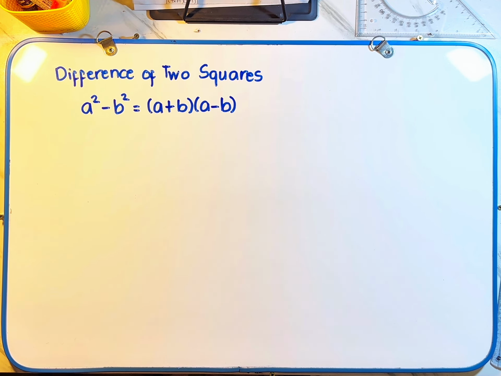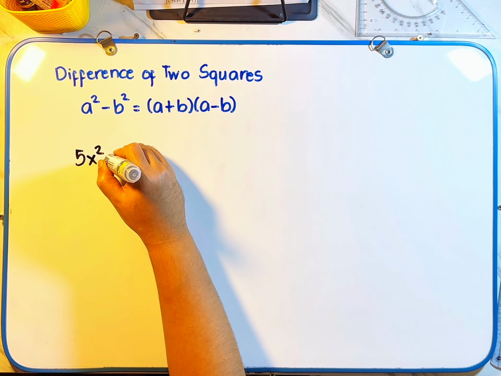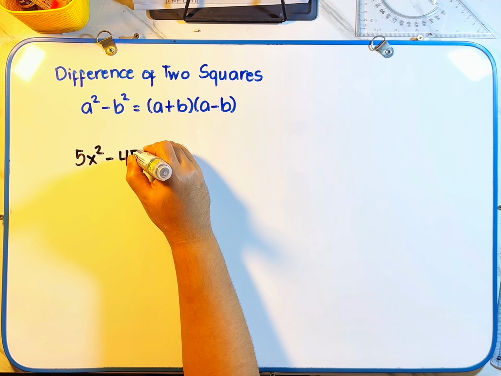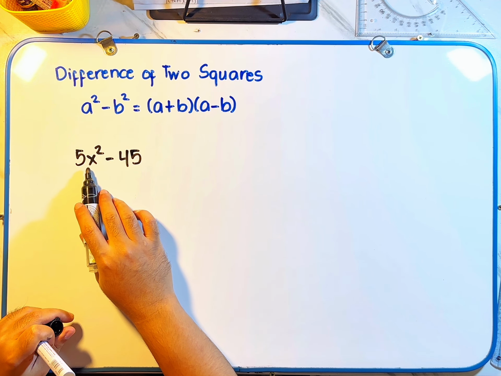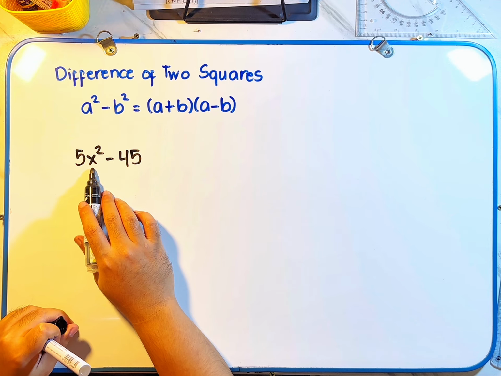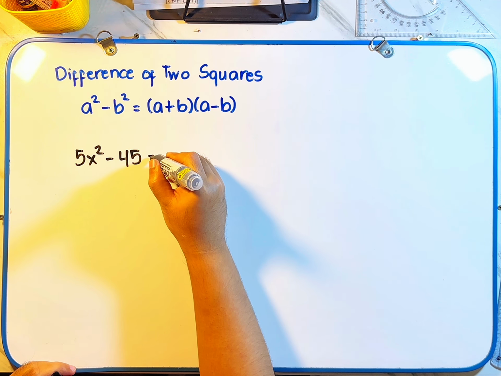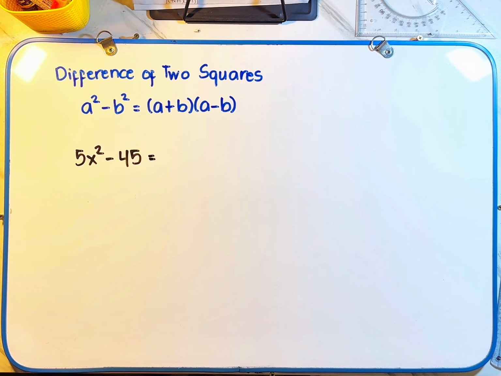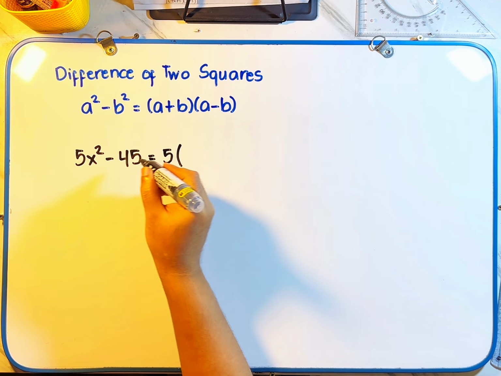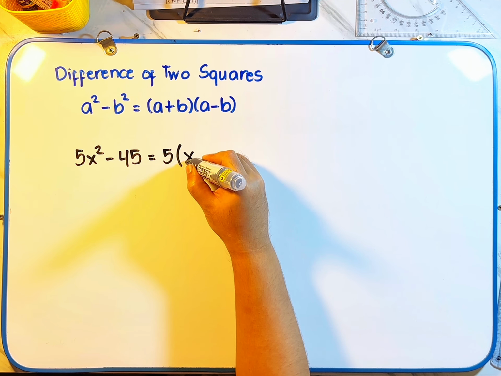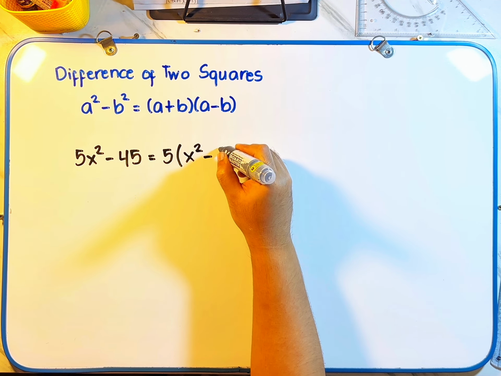Let's try another one. Say factor 5x squared minus 45. Alright, for this one, both of them are not squares. 5x squared is not a square and 45 is not a square as well. However, we can factor out the greatest common factor, which is 5. So if we factor out 5, 5x squared divided by 5 is x squared. 45 divided by 5 is 9, so minus 9.